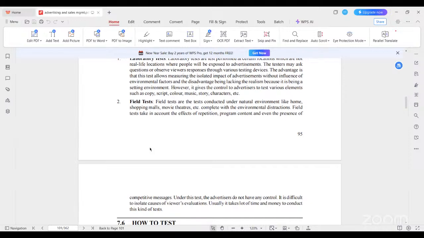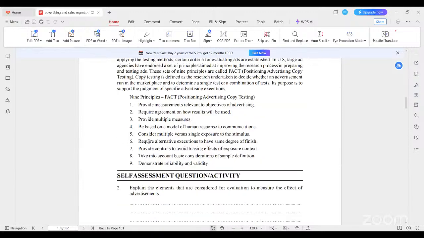Here, field tests take into account the effects of repetition, program content, and even the presence of competitive messages. So, under field test, the advertisements do not have any control. So, it may be very difficult to isolate the causes of viewers' evaluation, and usually it takes a lot of time and money to conduct these kinds of tests.